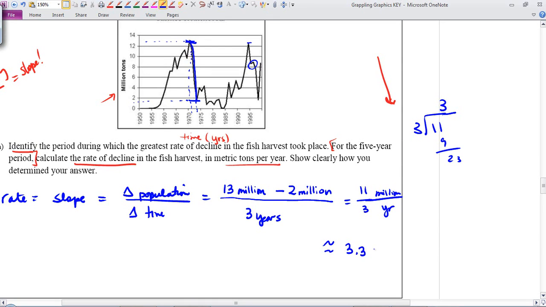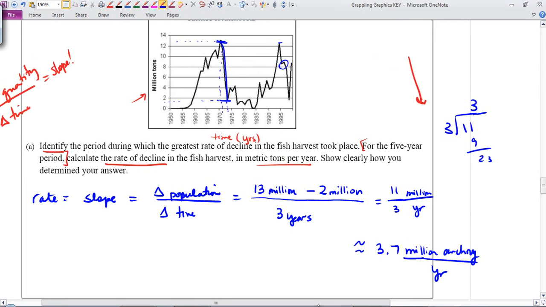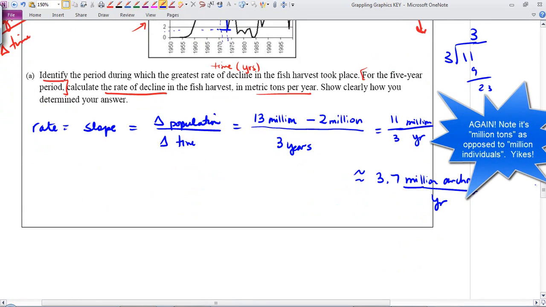3.3 or so million anchovy. Oh, it's really more like 3.6. I didn't do my math right. Like 3.67. So I'll call it 3.7 million anchovy per year. That's a lot of little fishies. That would have a severe impact on food supply, huh? All right, let's do another.